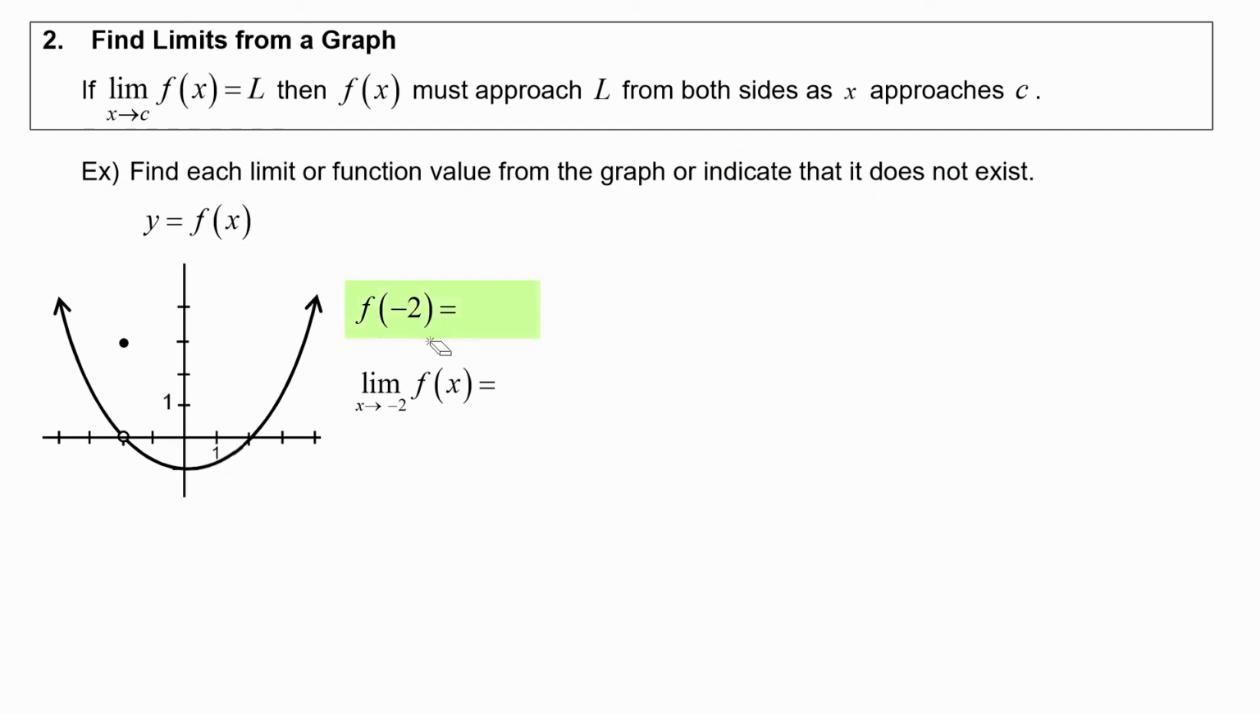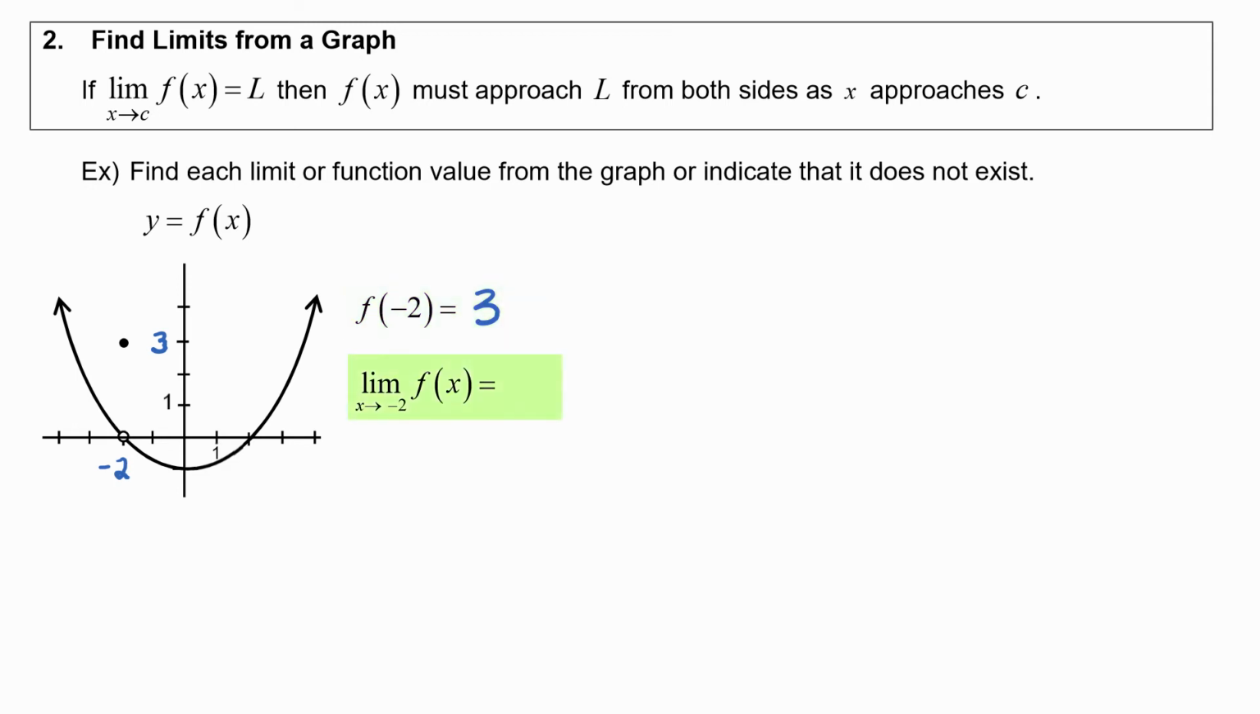First, we have to find f of -2. We see this is -1, -2 is here, and f of -2 has a y value of 3, so that means f of -2 equals 3.